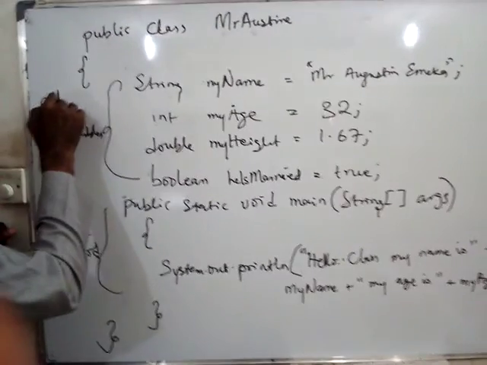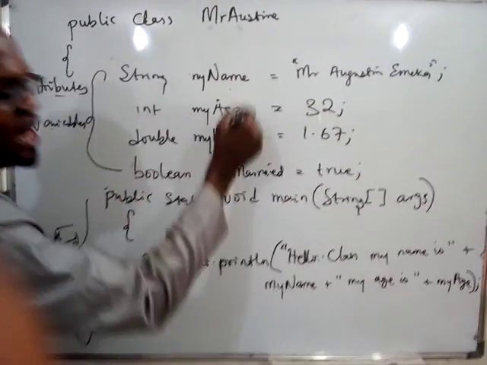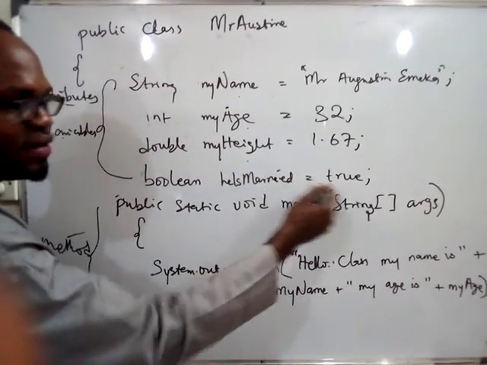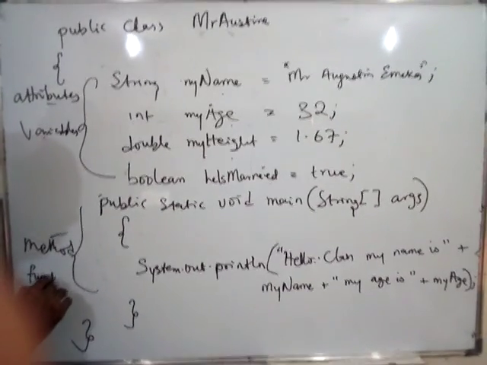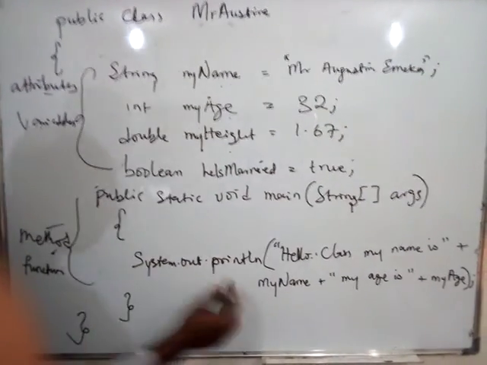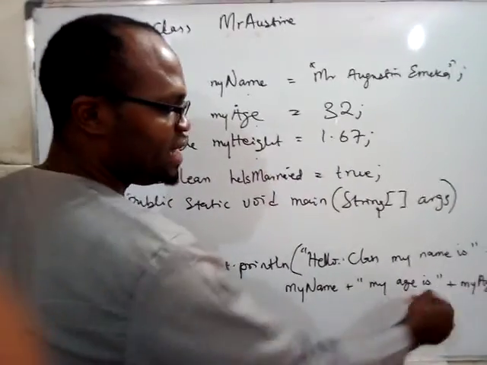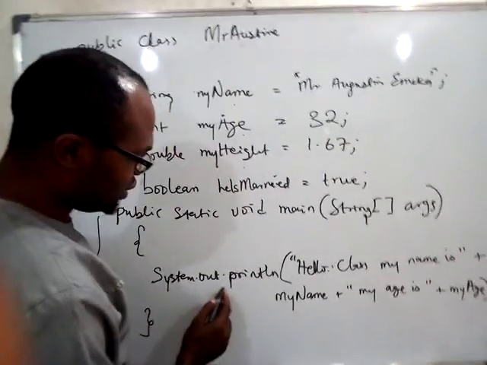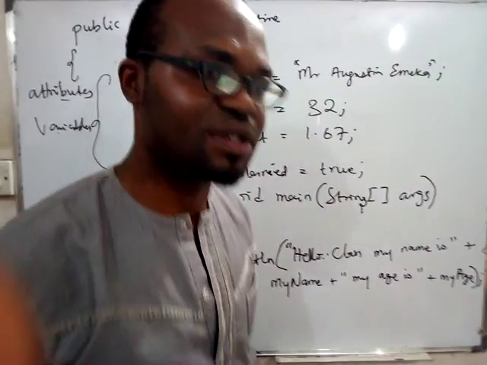Variables are the attributes. Variables are my attributes. I have name, I have age, I have height. I can be said to be married or not married. Whereas the method is the function. So what is the function of Mr. Austin? To echo out, hello class, my name is, you put my name, my age is, you put my age. Is that clear? And to echo out, you use this object known as system.out.println. That's what you use in printing out something in Java.